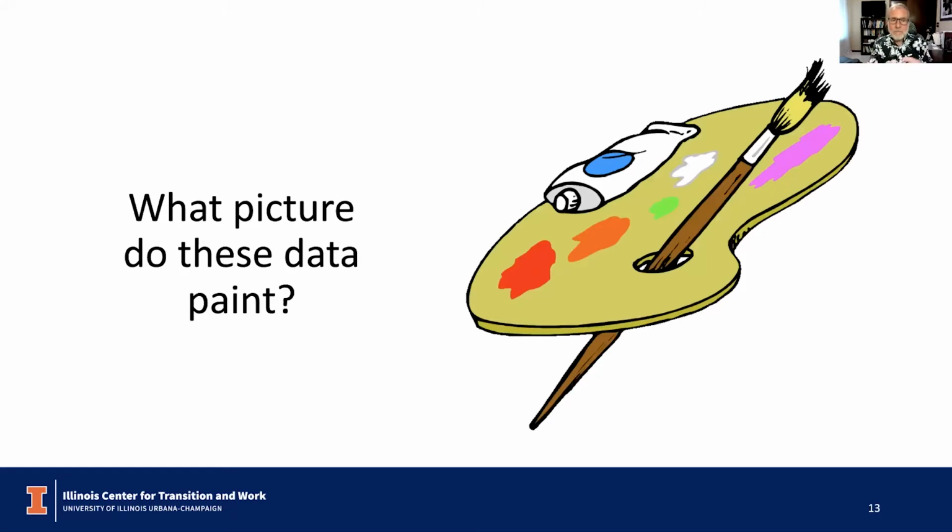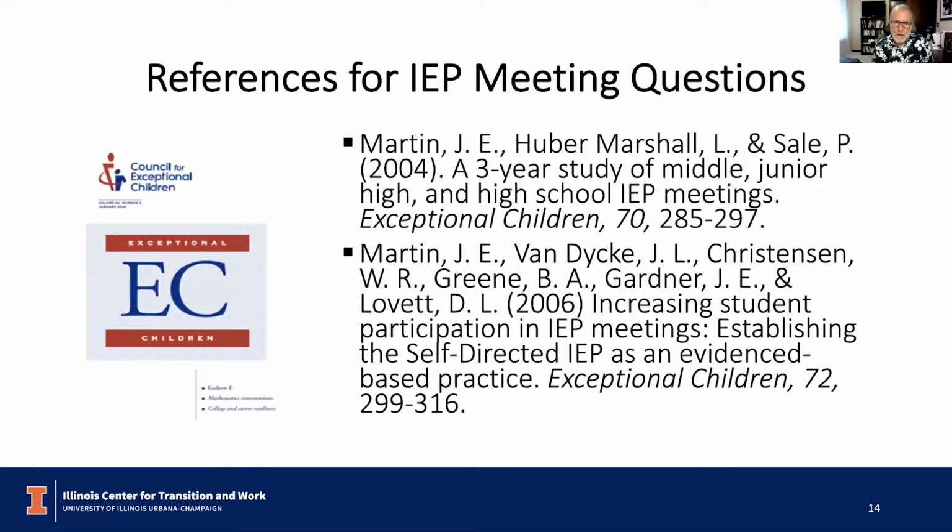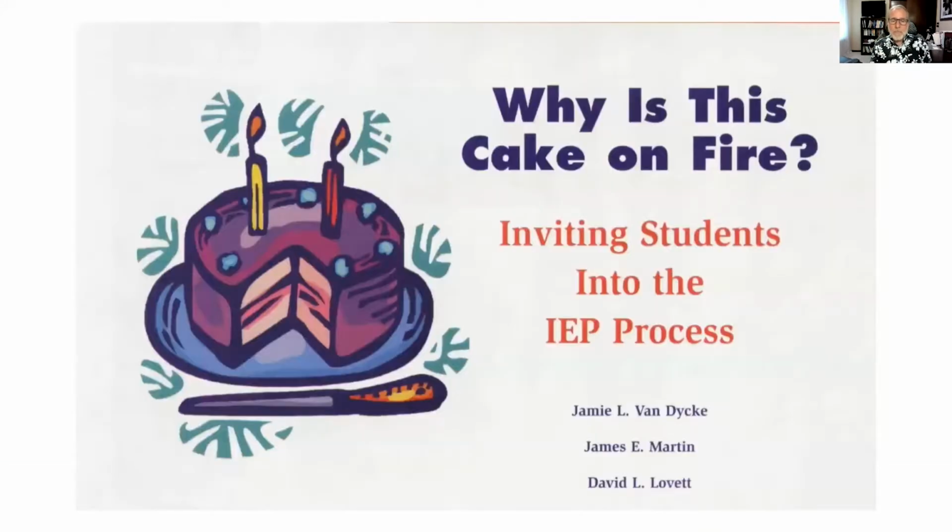So what does all this data mean to you? What picture does it paint? Ponder that for a second. These studies were published in Exceptional Children. You can see the references here if you'd like to go look at those sometime.